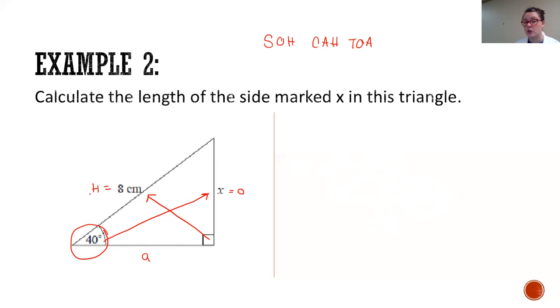Well, if we look at our ratios, we have a hypotenuse. I want the opposite. So what links opposite and hypotenuse together? Well, that happens to be our sine ratio. It's the only one that has opposite and hypotenuse. So let's write that out. The sine ratio says the sine of an angle is equal to opposite over hypotenuse.